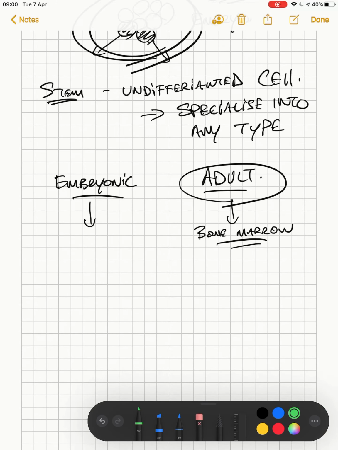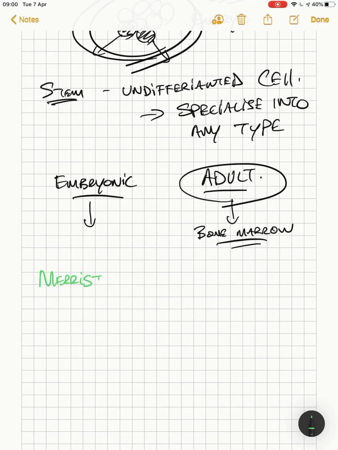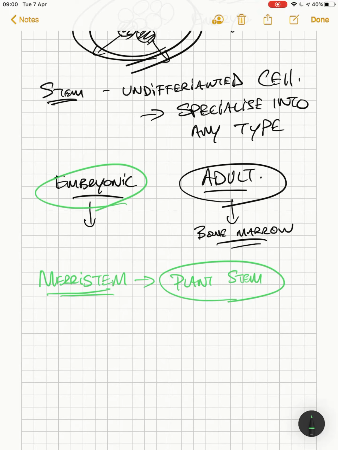Now, plants, it's worth noting at this point, have their own type of completely undifferentiated cell. So a bit like our embryonic stem cells, these are called meristem cells. And you'll do more about this when we do cloning. Plants can very easily be cloned because they have completely undifferentiated stem cells that can be changed into any type. So, meristems are plant stem cells. We get them generally all over the plant, but for our intents and purposes, you see them in the roots and the shoots at the tips, where we would find that meristemic tissue.